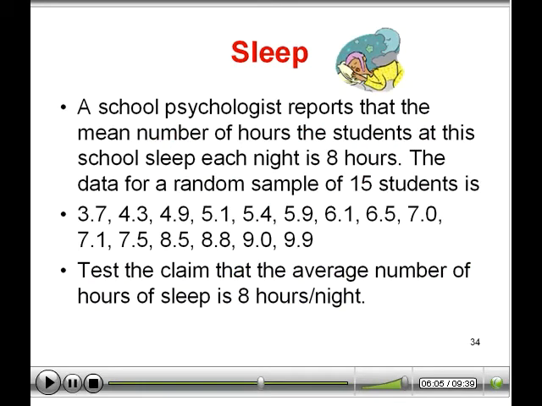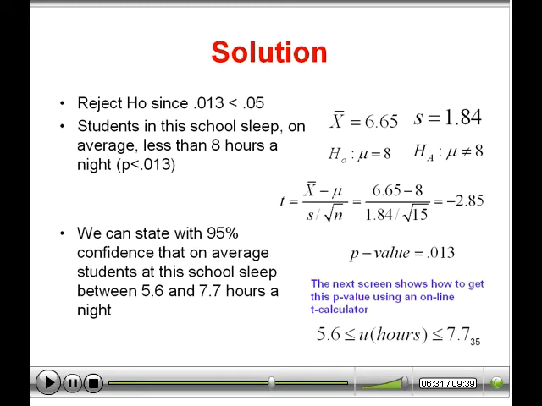In this next study, we are interested in the mean number of hours of sleep that students at a particular school get each night. A school psychologist has claimed that it is 8 hours a night. Data is collected from a random sample of 15 students, and we are about to test the psychologist's claim. The first step is to use StatCrunch to calculate the sample mean and sample standard deviation. Next, we set up the null and alternative hypotheses.